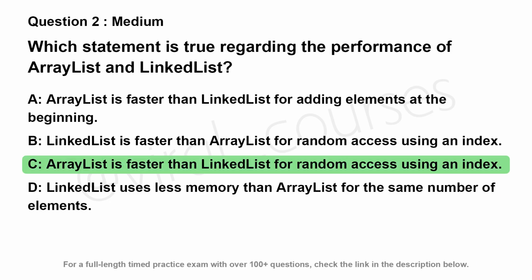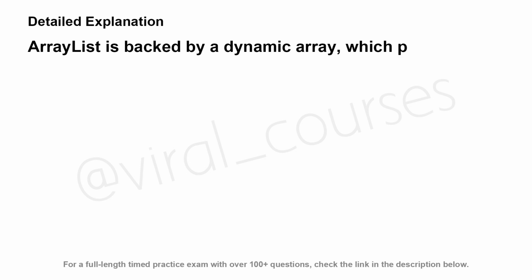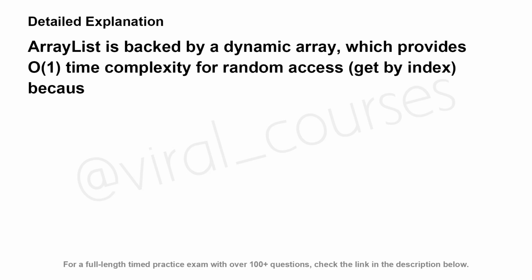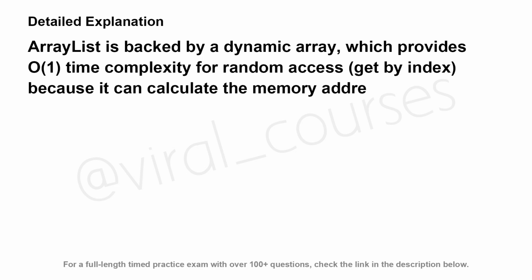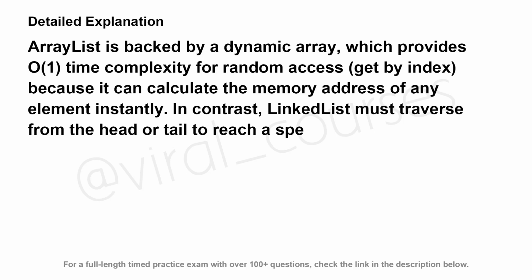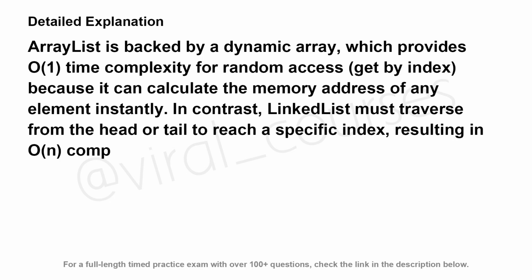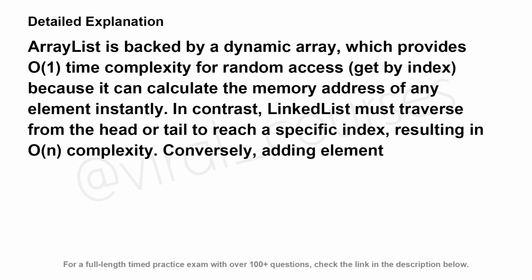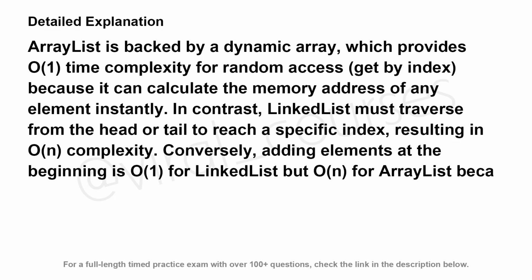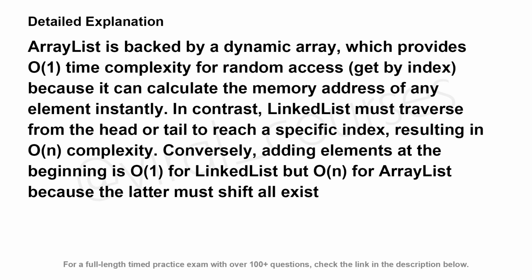The correct answer is C. ArrayList is backed by a dynamic array, which provides O(1) time complexity for random access, get by index, because it can calculate the memory address of any element instantly. In contrast, LinkedList must traverse from the head or tail to reach a specific index, resulting in O(n) complexity. Conversely, adding elements at the beginning is O(1) for LinkedList but O(n) for ArrayList because the latter must shift all existing elements to the right.